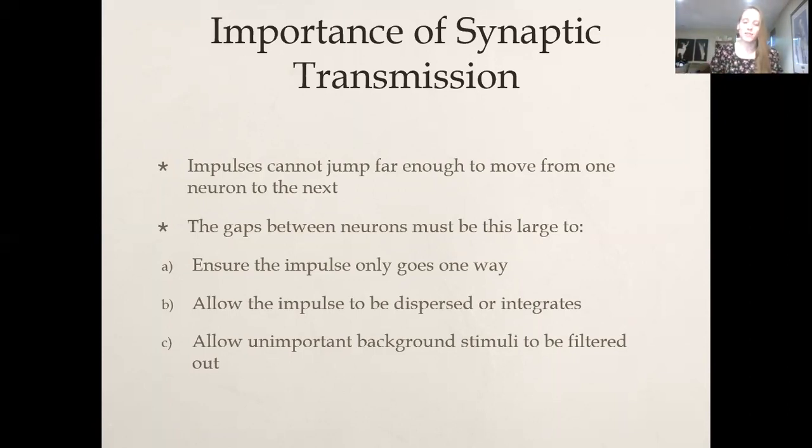It also allows unimportant background stimulus to be filtered out. And the reason for that is that sometimes when those neurotransmitters go across and hit the postsynaptic membrane, sometimes that causes an impulse to be sent in that next neuron, and sometimes it doesn't. And we're going to talk about how that works.